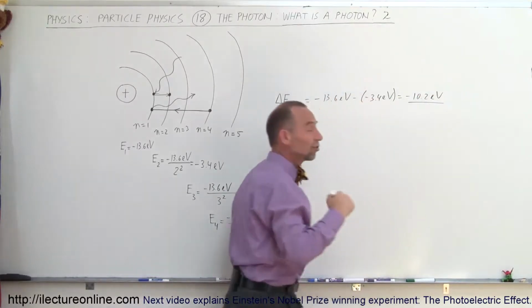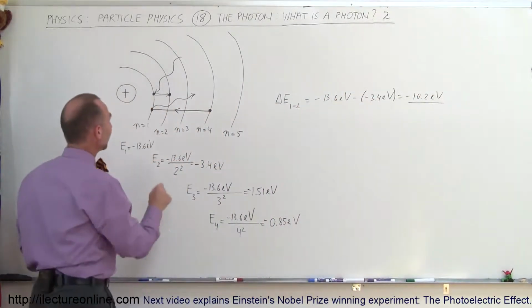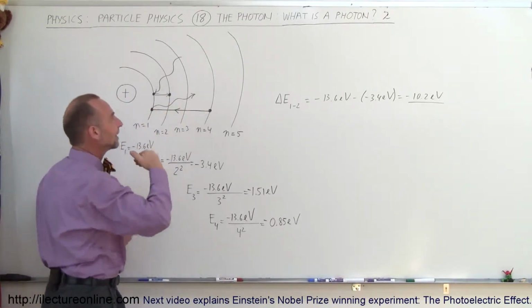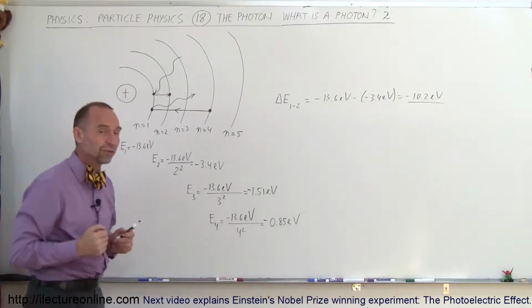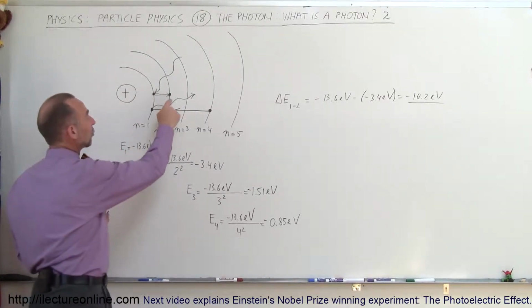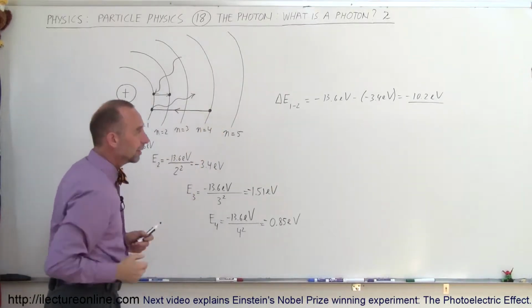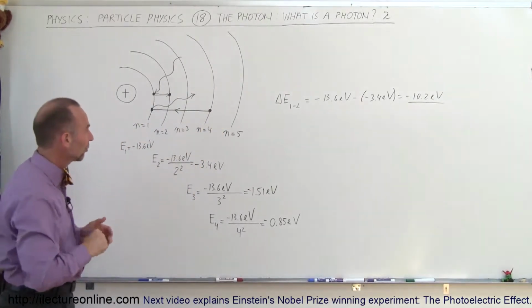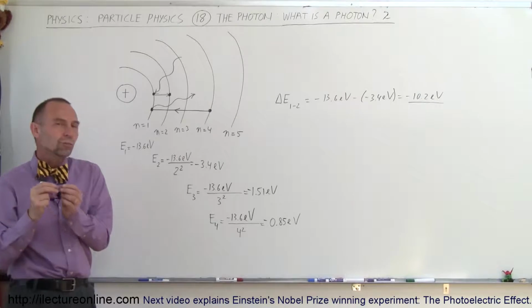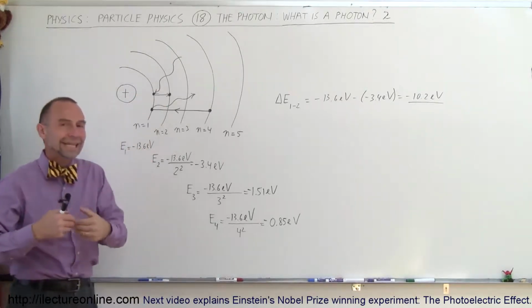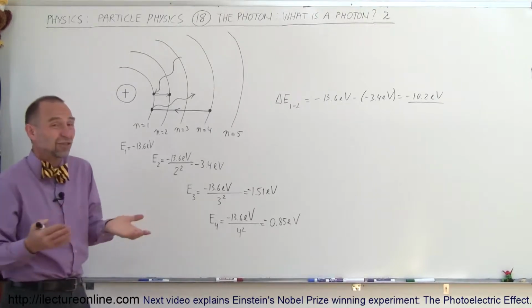Now, of course, that depends on which direction you go. In other words, if you want an electron to go from the first level to the second level, you will have to give it 10.2 electron volts of energy. And if an electron goes from the second level back down to the first level, it will give off 10.2 electron volts worth of energy. So in order to move an electron from one energy level to another, it needs that amount of energy. Where does the energy come from?